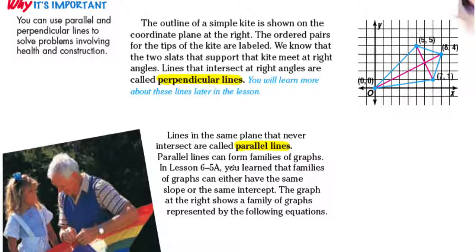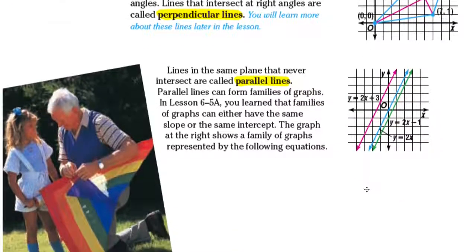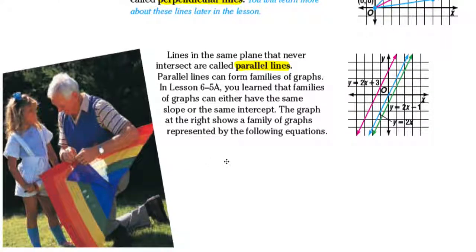In lesson 6-5a, you learned that families of graphs can either have the same slope or the same intercept. The graph at the right shows a family of graphs represented by the following equations. y equals 2x plus 3, that's the pink line. The blue line is y equals 2x, and the green line is y equals 2x minus 1. So these are your equations: y equals 2x plus 3, y equals 2x, and y equals 2x minus 1.